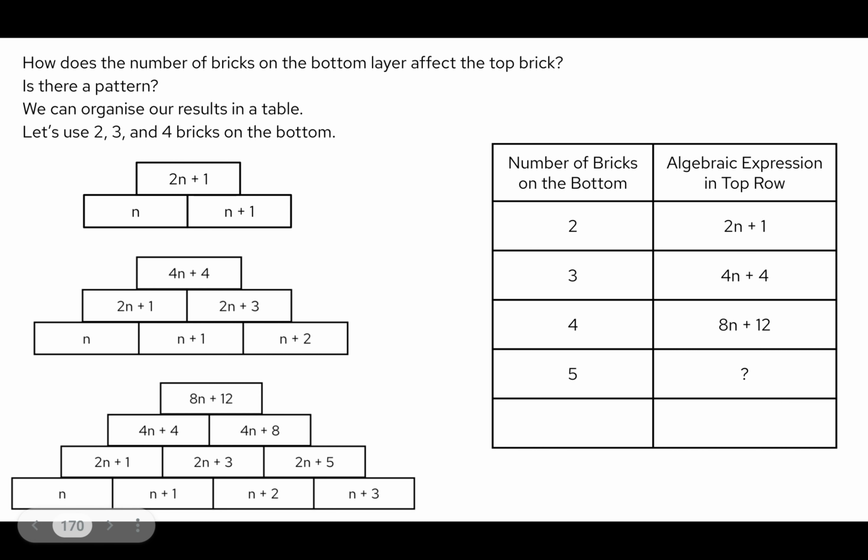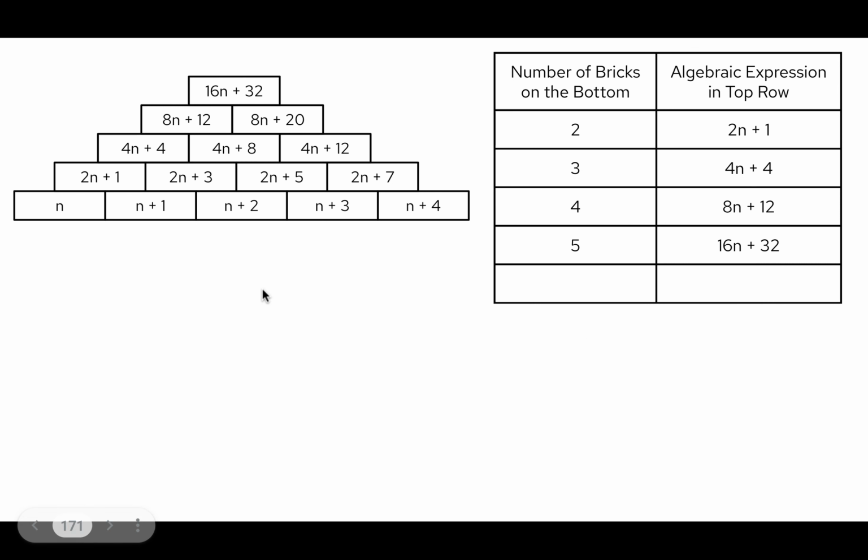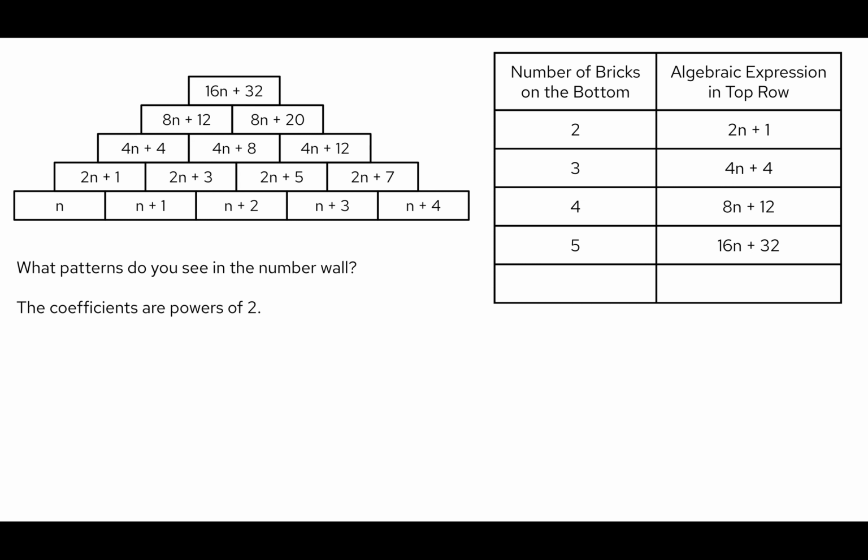So what if I have 5 bricks on the bottom? Okay, well, let's look at that one. So here's one that I did with 5. And so I noticed that my top brick is 16n plus 32. Now, what patterns do you see in this number wall? I want you to think back to the beginning of this video when I was talking about exponents to give you a little bit of a hint.